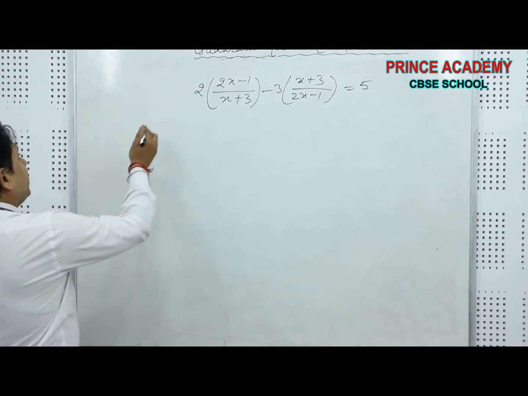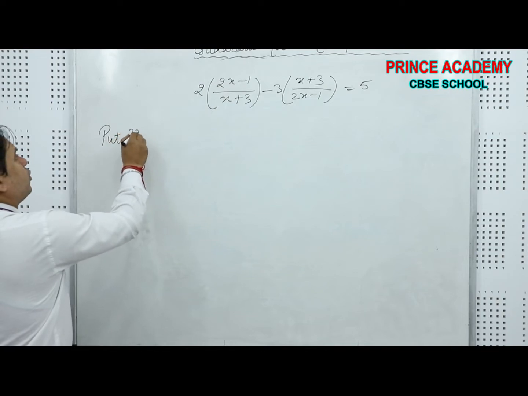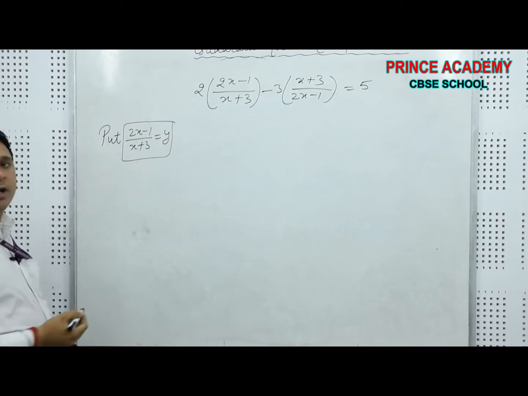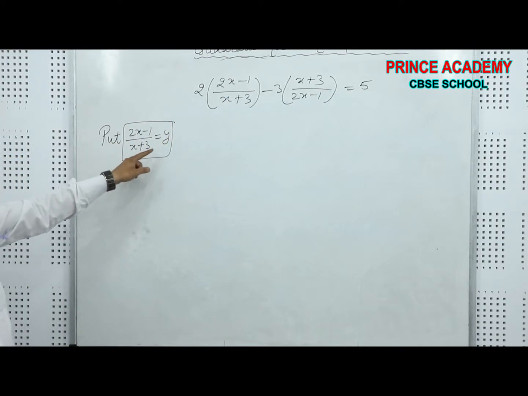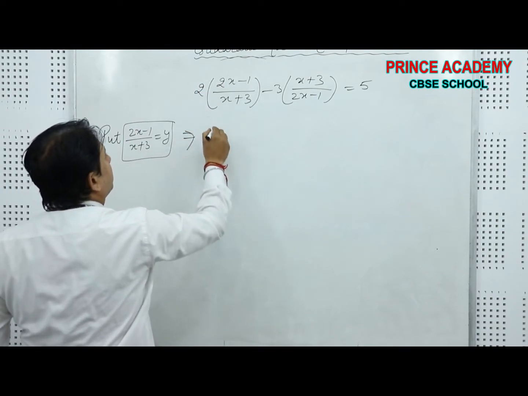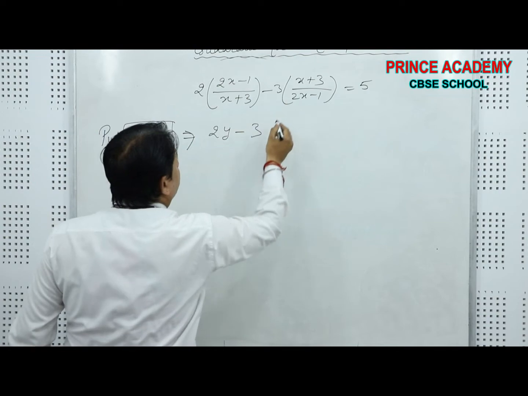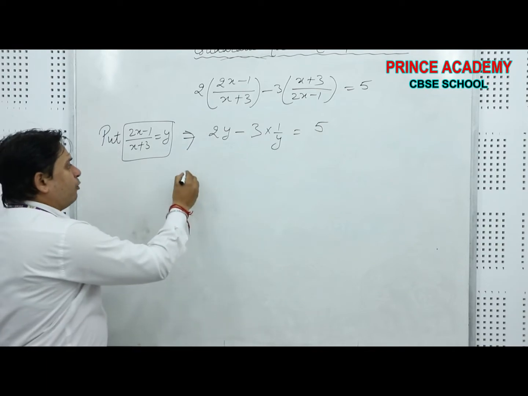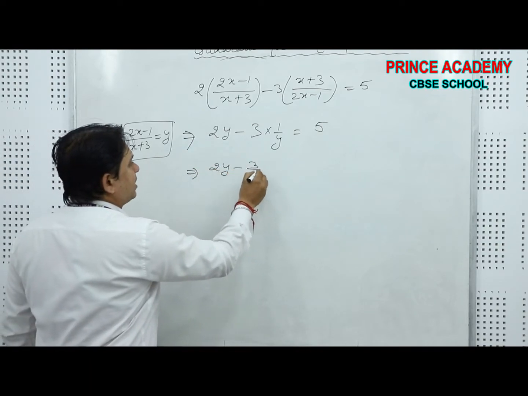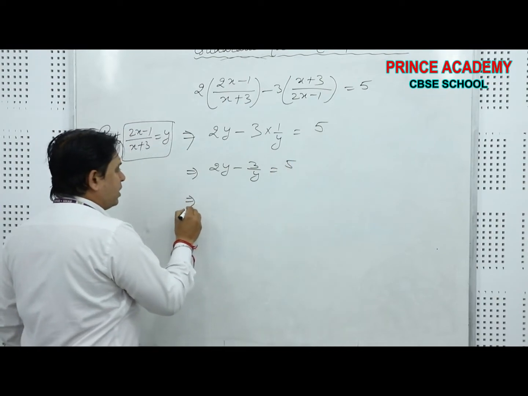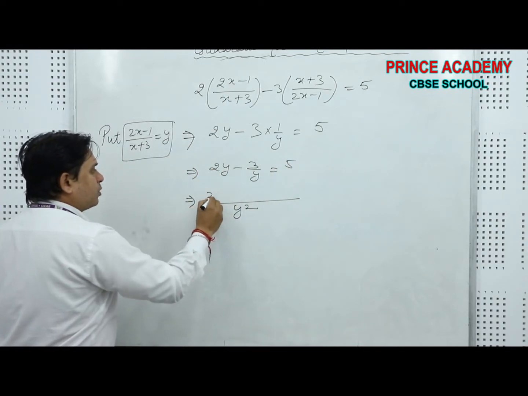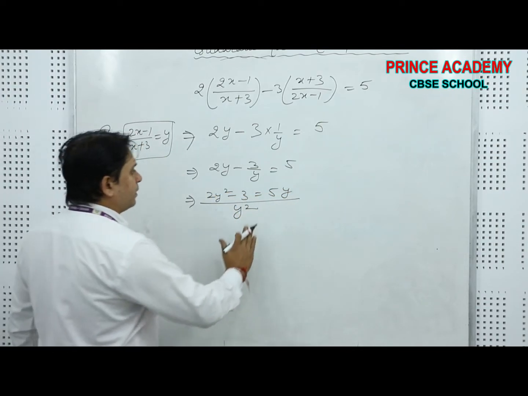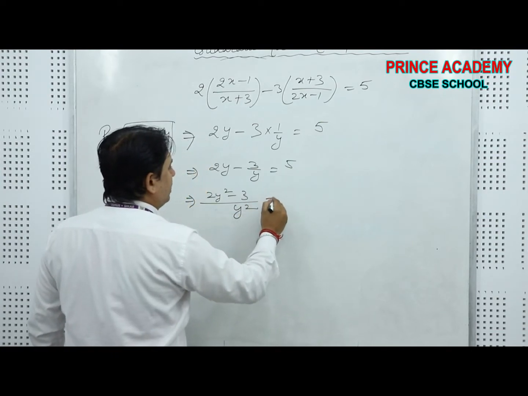Okay. See, if we put 2x minus 1 by x plus 3 as y, what will it be? The other term will be 1 by y. Yes or no? Done. See what equation you will get. 2y minus 3 by y is equal to 5. If you take the LCM here, 2y square minus 3 is equal to 5y. Yes or no? Sorry, I took the LCM only here.